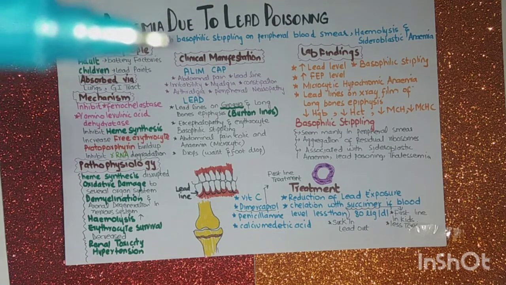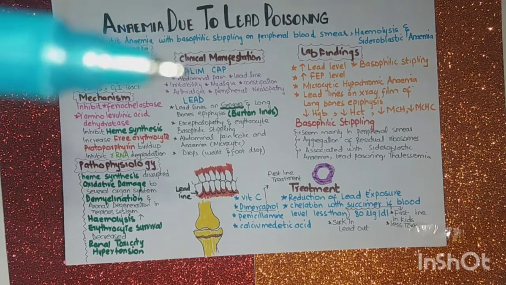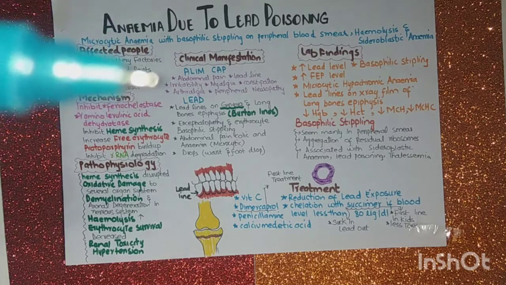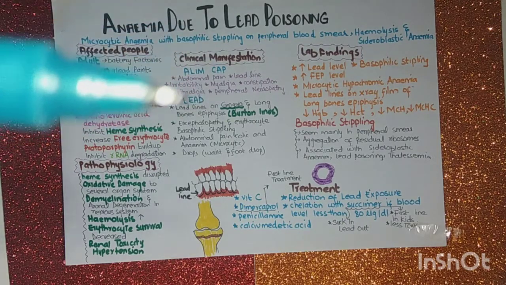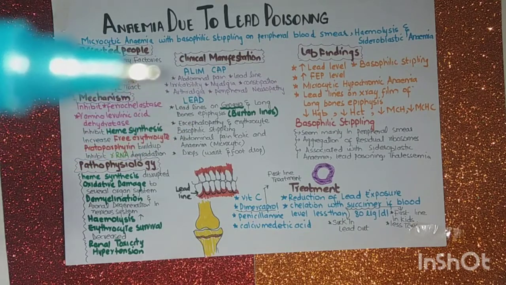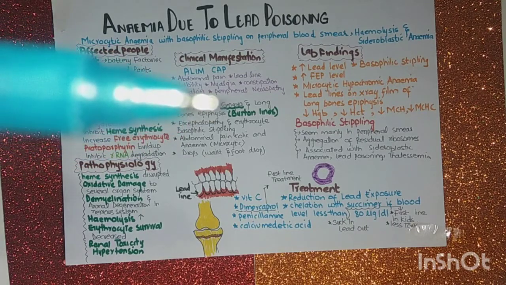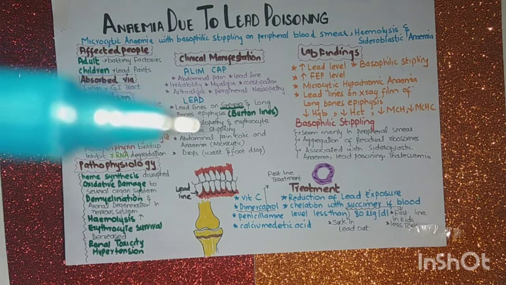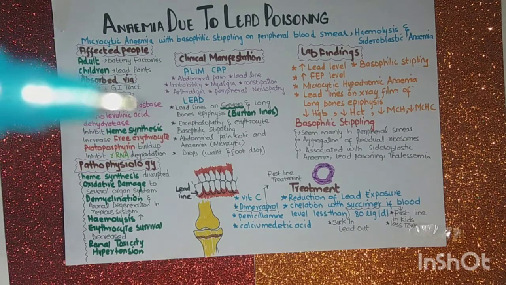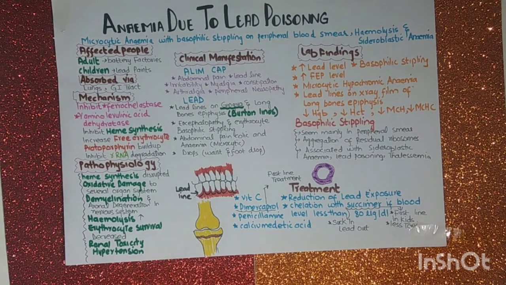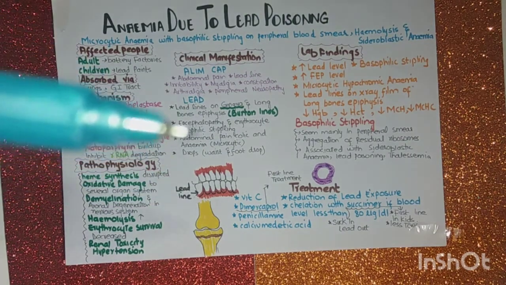What are the clinical manifestations? Memorize them with ALEEM CAP: abdominal pain, lead line, irritability, myalgia, constipation, arthralgia and peripheral neuropathy. Specific features: lead lines on the gingiva, called Burton's line, and the long bone epiphysis, encephalopathy and erythrocyte basophilic stippling, abdominal pain and anemia, wrist and foot drop.